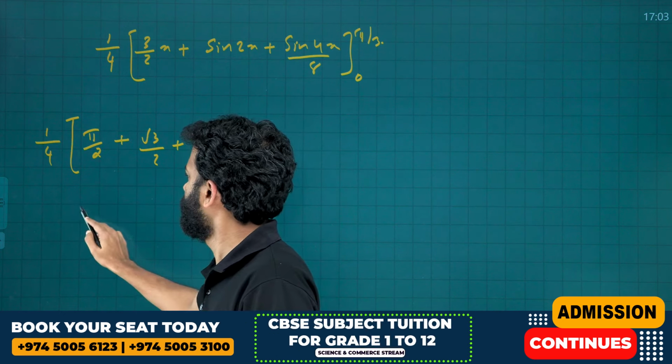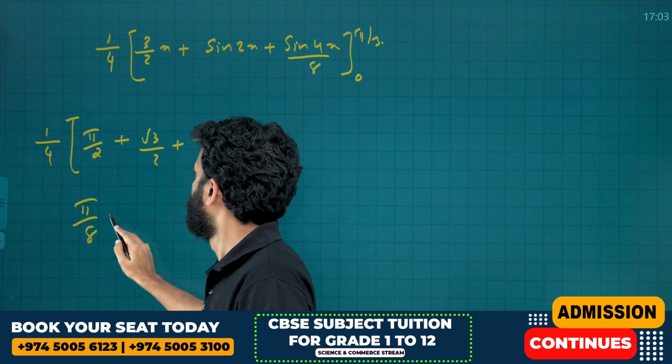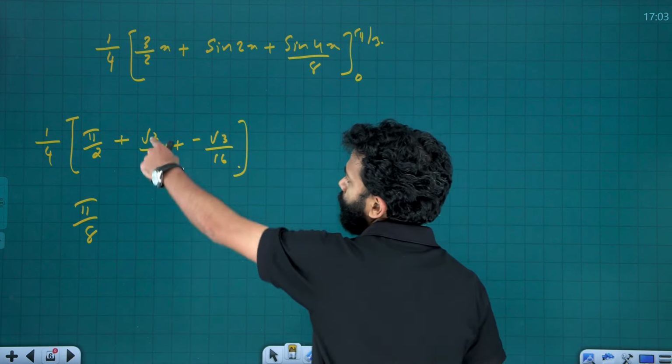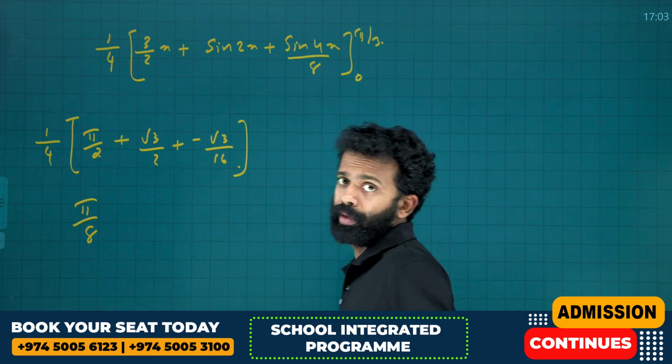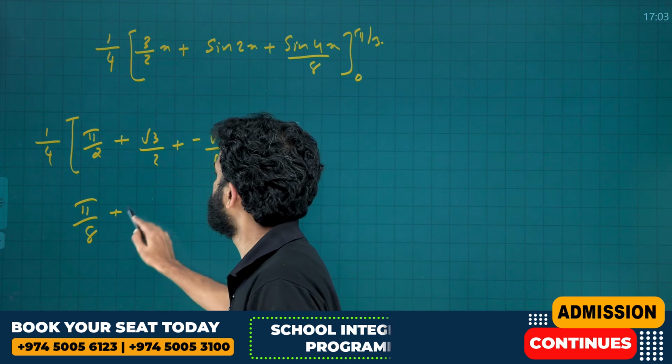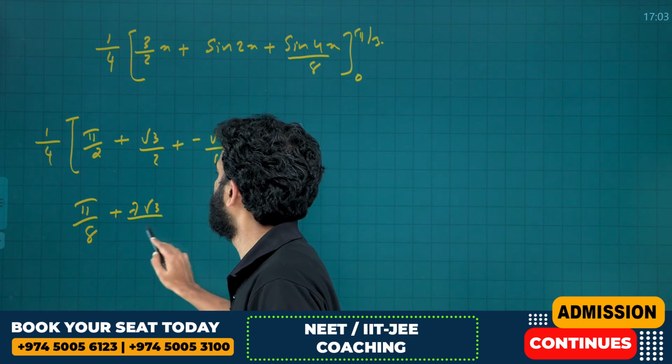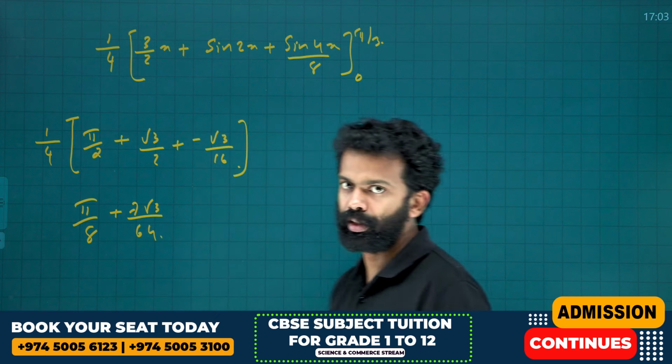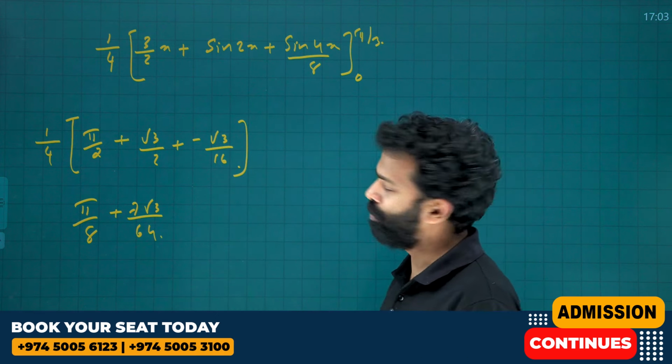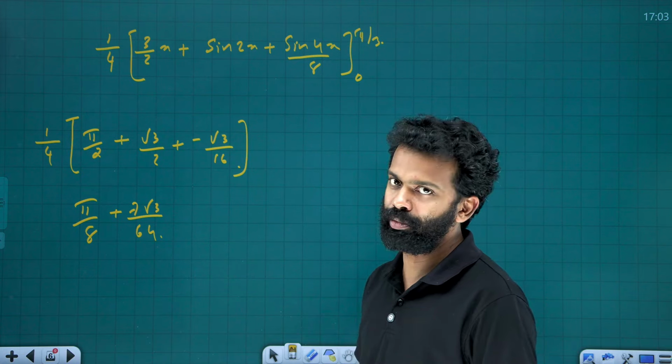Open the bracket and you will get pi by 8. This will be 8 pi by 16, 7 root 3 by 16, plus 7 root 3 divided by 64. It will be like this. So, what is A? A will be 1 by 8 and what is B? B is 7 by 64.